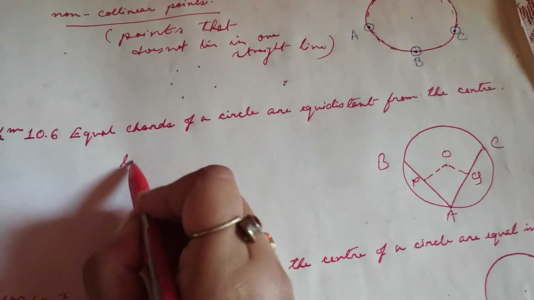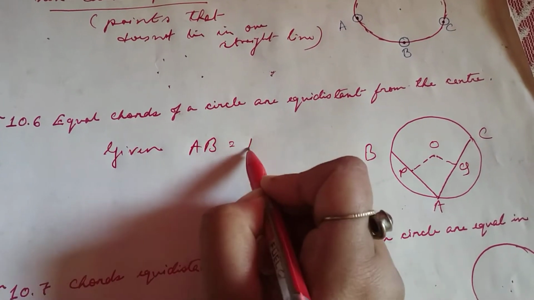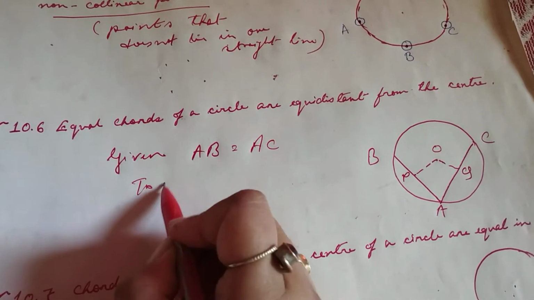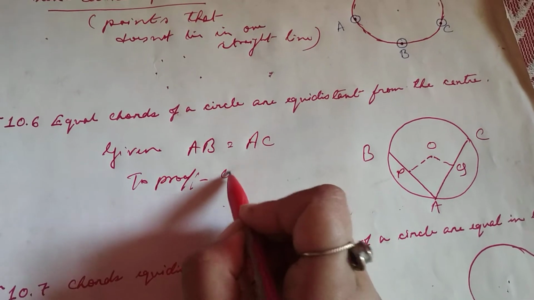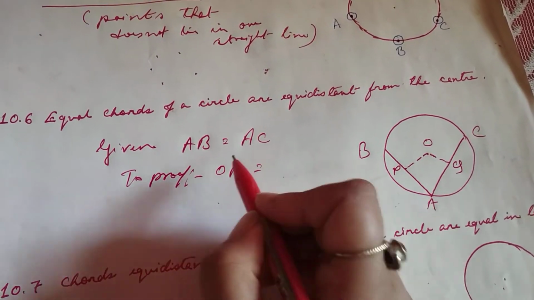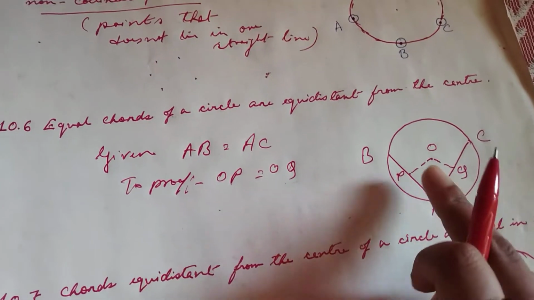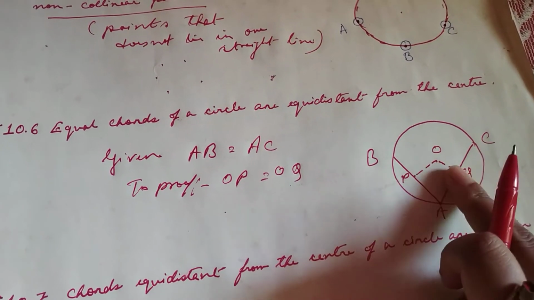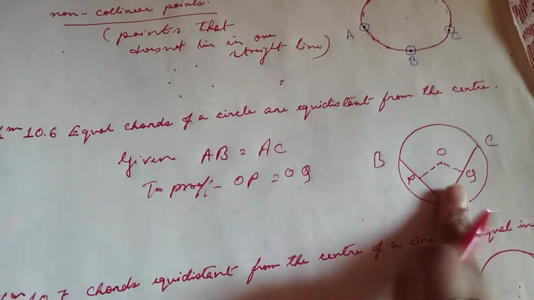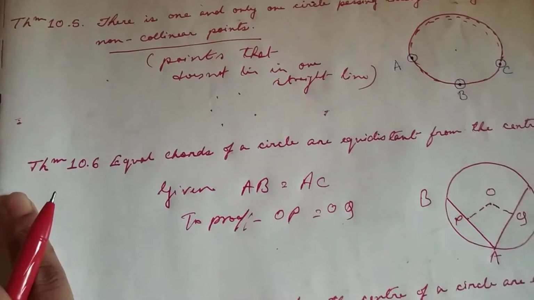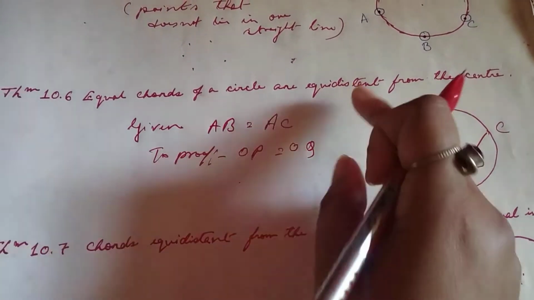Okay, given here, two chords are already equal, AB is equal to AC. You have to prove their distance from the center. AB का distance क्या है O से? OP, isn't it? And AC का distance क्या है O से? OQ. So this OP should be equal to OQ. These two distances from the center are equal if these two chords are equal in a circle. So yes, this proof can be done also in the next video. 10.6. Okay, remember the theorem and what it is saying.